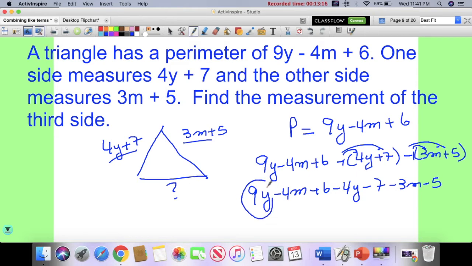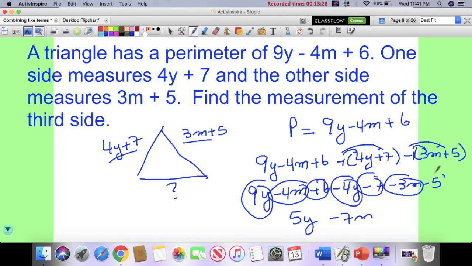Now I can combine like terms. 9y and there's another y. 9y minus 4y is 5y. Negative 4m and negative 3m is negative 7m. 6 and negative 7 is negative 1, negative 1, negative 5 is negative 6. So the final answer is this. So the third side measures that much.